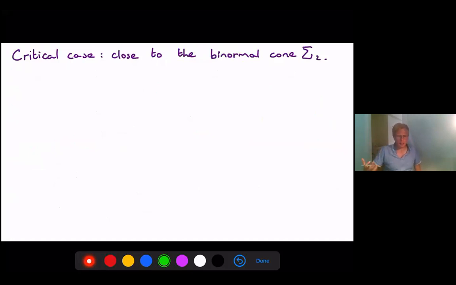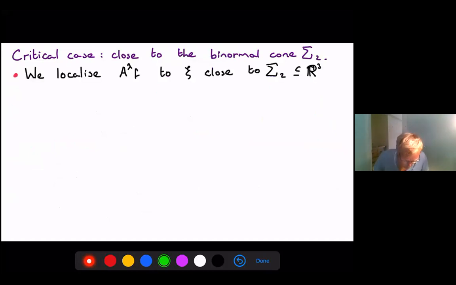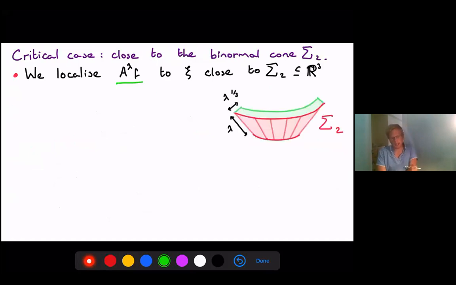So now there's the other case, the critical case, where we're really close to this degenerate cone sigma 2. And this turns out to be the crux of our analysis. This is the part of the operator that wasn't effectively dealt with before by Pramanik and Seeger. So now we're going to imagine localizing our operator A lambda f to xc close to sigma 2. So we're going to be really close to this binomial cone. And it turns out the definition of close is distance lambda to the 1/3. This lambda to the 1/3 parameter is motivated by stationary phase, and this is the smaller scale at which it makes sense to localize.